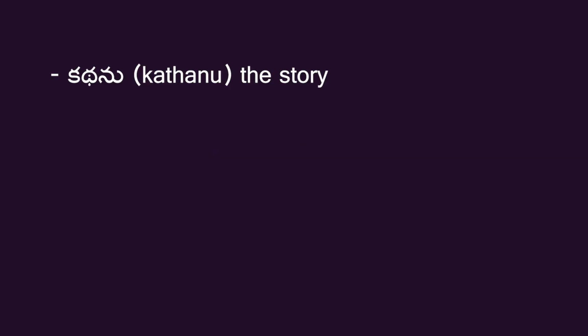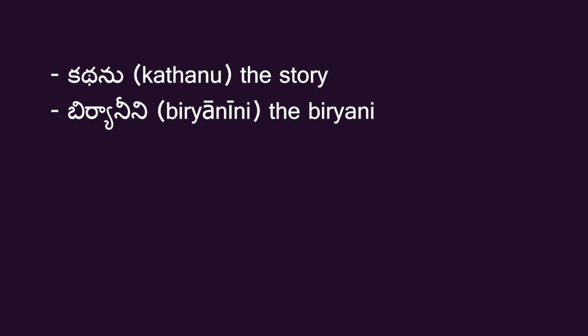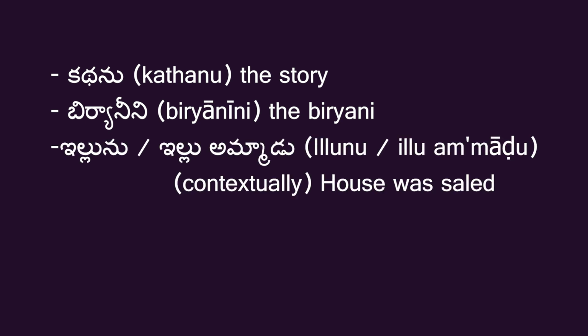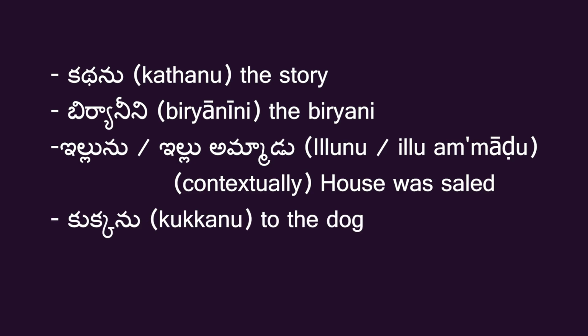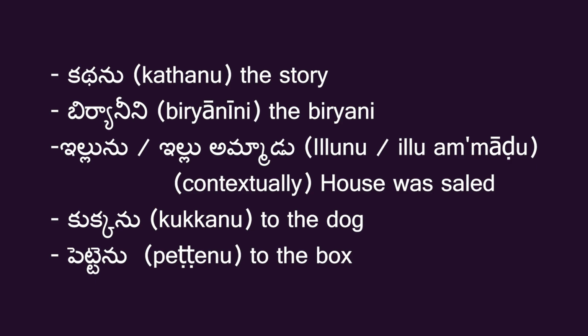Kathanu, the story. Biryanini, the biryani. Illunu, the house. Kukkanu, to the dog. Pettenu, to the box. This marker identifies the object or patient of the verb. It is especially important with definite or animate nouns.